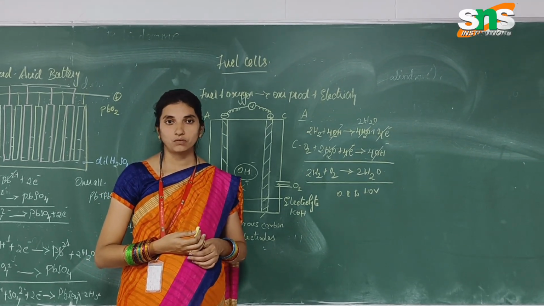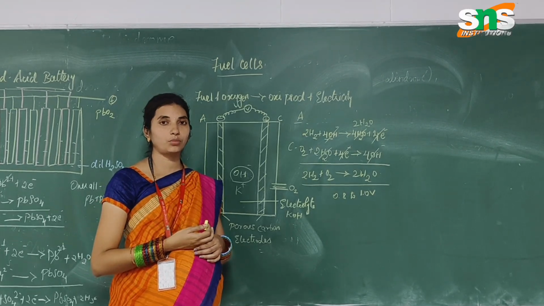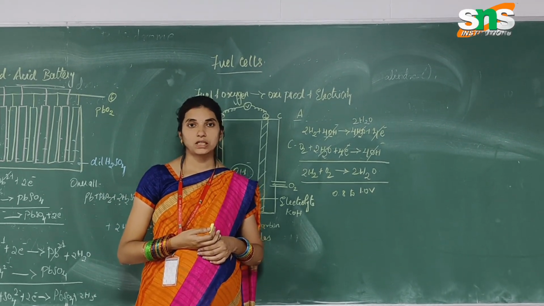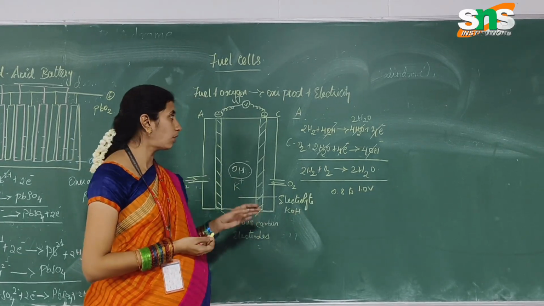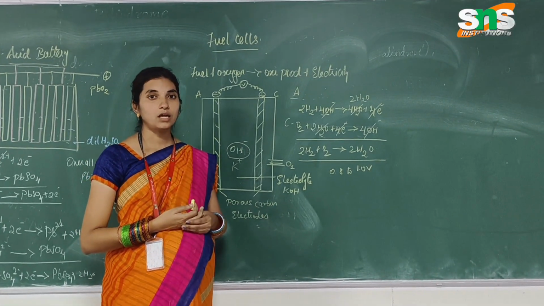The limitation of this fuel cell is the volume of hydrogen and oxygen. They cannot be stored as much as in the form of batteries, because they are easily affected by the voltages produced from oxygen and hydrogen.